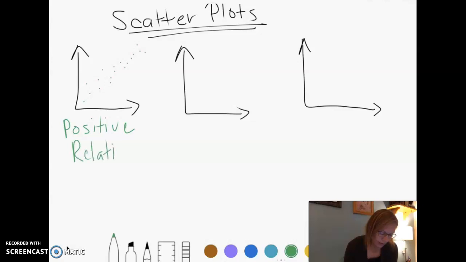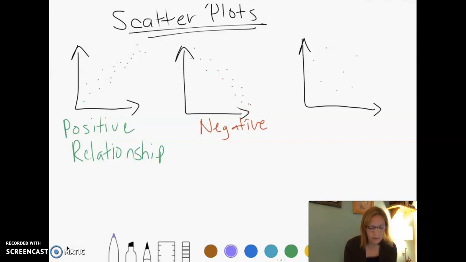The next scatter plot starts at the top but moves down to the right. So that you can almost see that line moving down. That is a negative relationship. And then the last kind is just all over the place. There is no kind of any pattern that you can find. It's just everything is all over the place, and that is called no relationship.